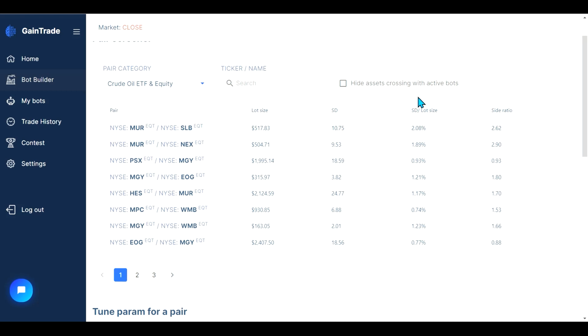The next column is the standard deviation divided by the lot size. Now this figure tells us the probable percentage of profit per trade per capital invested. Now obviously, the higher this percentage, the better. The last column is side ratio. Now this is the ratio of the price value of the first stock divided by the price value of the second stock in the pair trade.